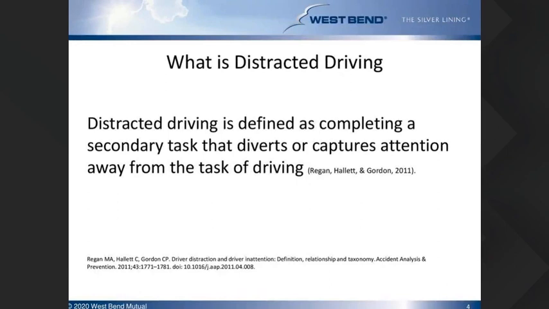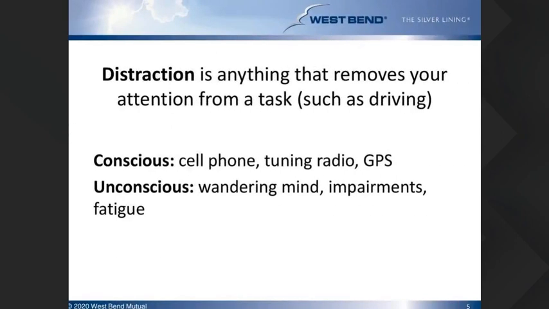So first and foremost, let's dive into what is distracted driving. Distracted driving is defined as completing a secondary task that diverts or captures attention away from the task of driving. While that seems pretty straightforward, there are a few components that really do make up distracted driving. And the first component I really want to look at is the different types of distractions that we see. So we know that distraction is anything that removes our attention as drivers away from the task of driving.